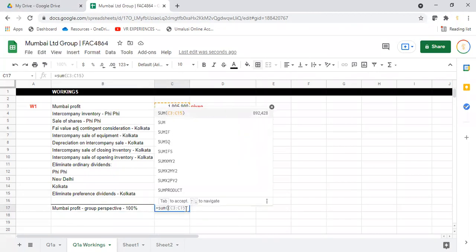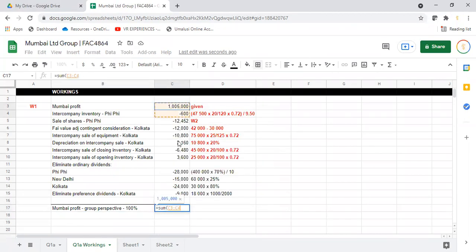So if I add this up, so if I add that up, that is the profit that I get. Okay, so that is the profit that I get for Mumbai. I don't know if it's right or wrong. We'll have to have a look.